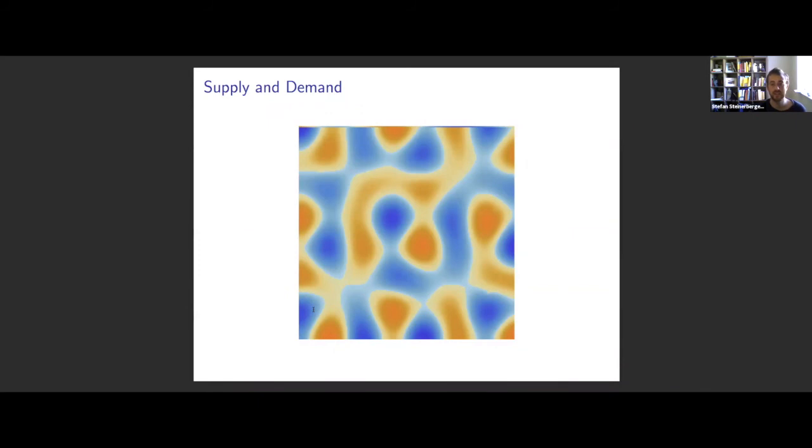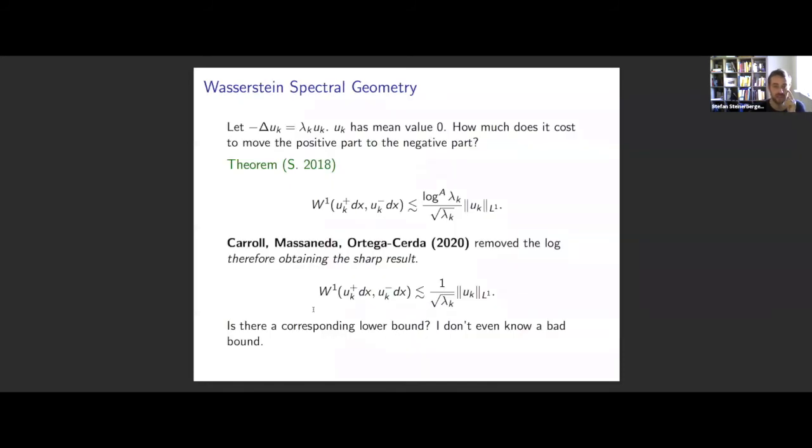Okay, and I'll finish with a simple byproduct. So here's an example of what a linear combination of eigenfunctions could look like, or this is a chaotic eigenfunction on the 2-torus. So what you could ask is, how well do they do with supply and demand? The Laplacian eigenfunction is actually a mean 0 function. There's a positive part and there's a negative part. And how much does it cost to move the positive part to the negative part? Maybe there are naturally good ways of designing post office distributions. You could wonder about this. And what I got 2 years ago is, yes, it's almost the right result.